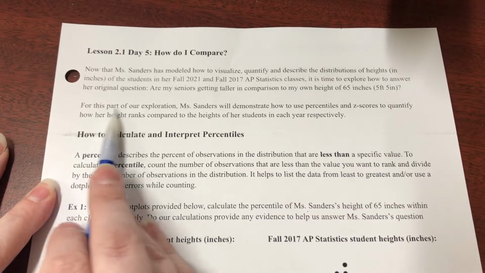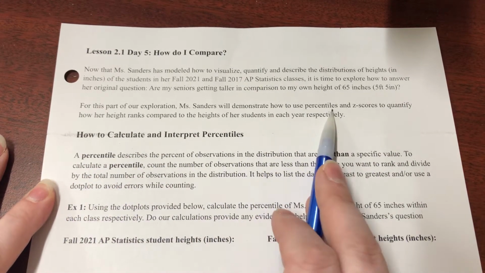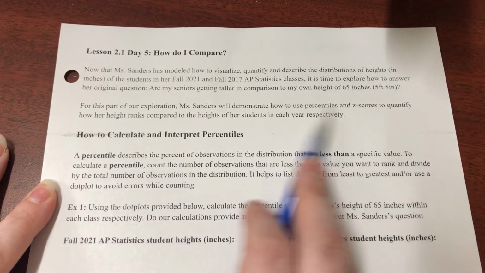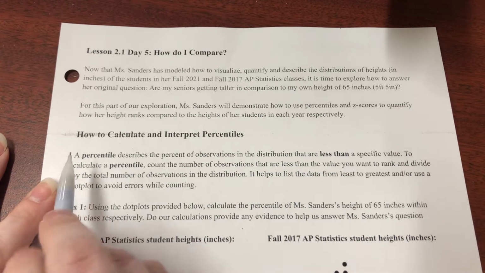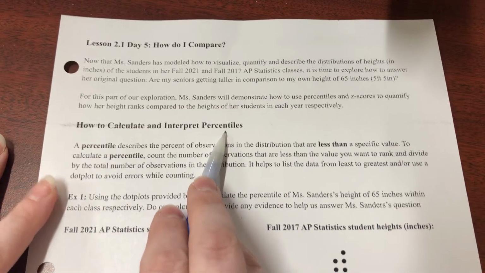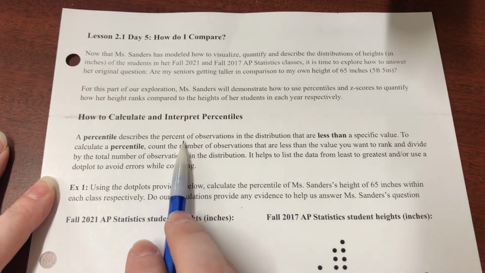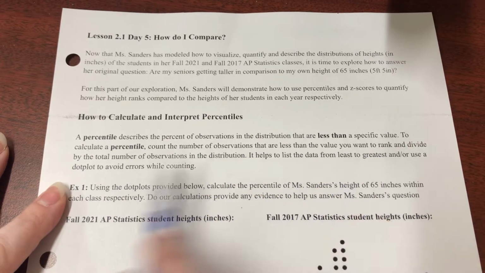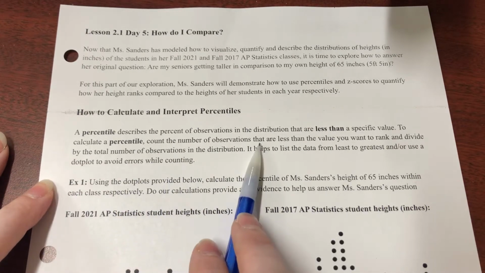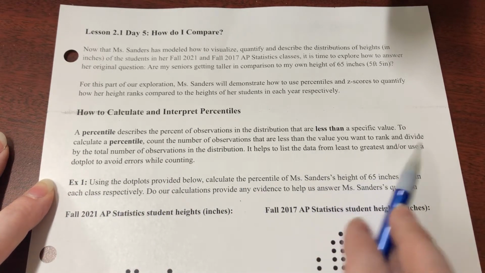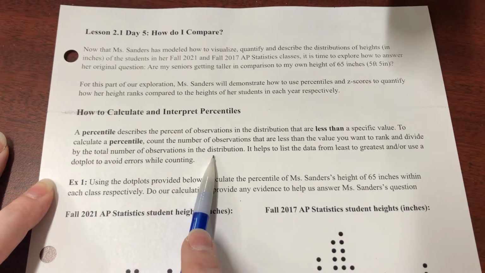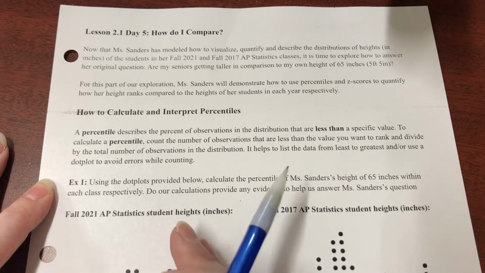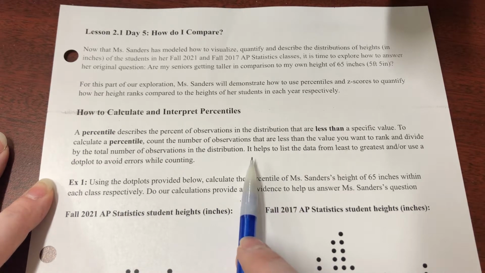For this part of our exploration, I'm going to demonstrate how to use percentiles and z-scores to quantify how my height ranks compared to the heights of my students in each year respectively. So, how to calculate and interpret percentiles. A percentile describes the percent of observations in the distribution that are less than a specific value. To calculate a percentile, count the number of observations that are less than the value you want to rank and divide by the total number of observations in the distribution. Remember, an observation is one of the responses you had to your survey, so they're your data points.